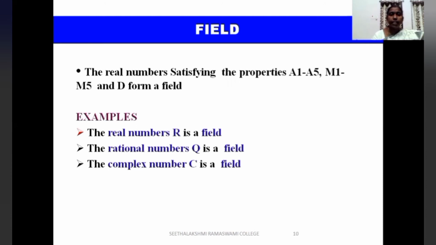Example for a field: the set of real numbers is a field, the set of rational numbers is a field, and the set of complex numbers is a field. These are examples for a field. Next example, which is not a field.